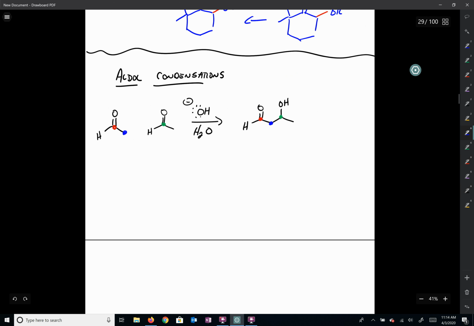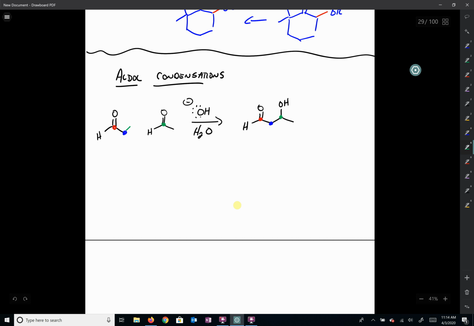Now, whoops, sorry about that. In reality, both of these aldehydes are identical, and so the red, the green, and the blue are just constructs to help us see what's happening, right? Hopefully that makes sense. But what's going on? So our blue alpha carbon there is attacking the carbonyl carbon of the other aldehyde. Well, that shouldn't be too much of a surprise.